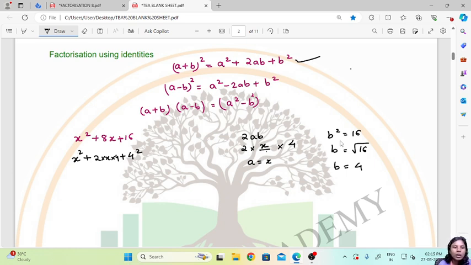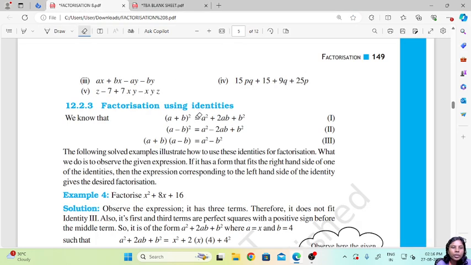Now we already know what a and b are here. So the other way around, this is (a plus b) square. We have to write it in this form. Here a is x, plus b is 4, the whole square. So (x plus 4) the whole square equals x square plus 8x plus 16. This is how we have to use the identities.